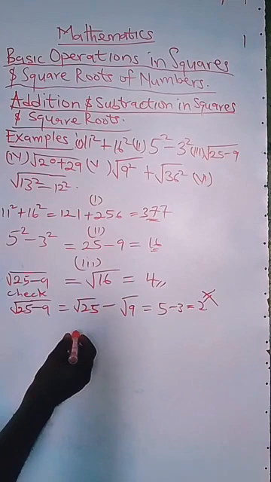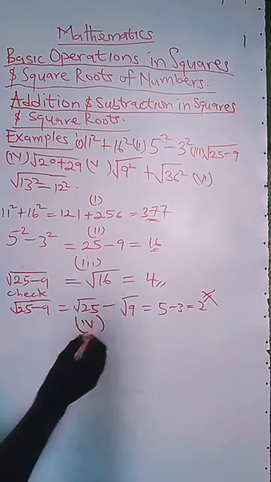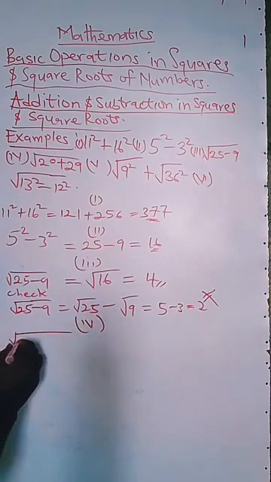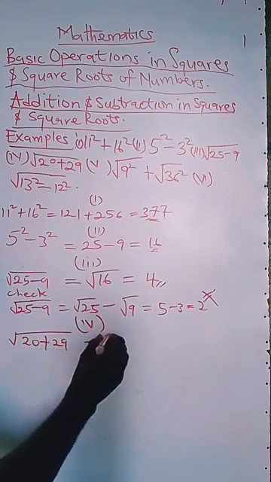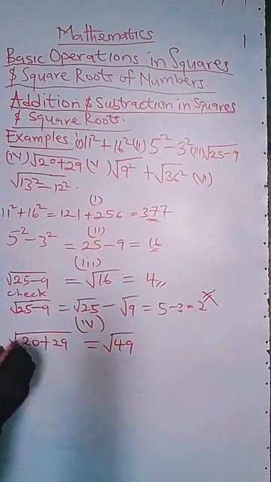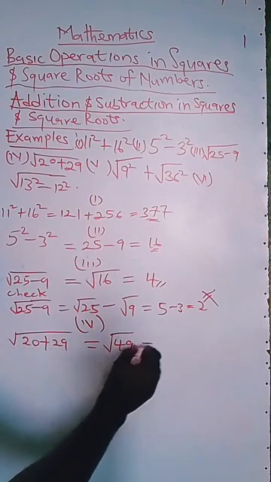Let's look at question 4. Alright, this is square root of 20 plus 29. Solve everything inside the square root first. This will be 49. That is an important trick in solving this. And this will give you square root of 49 is 7.